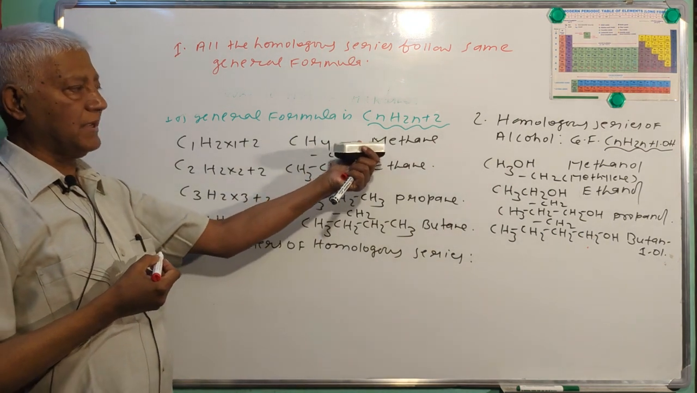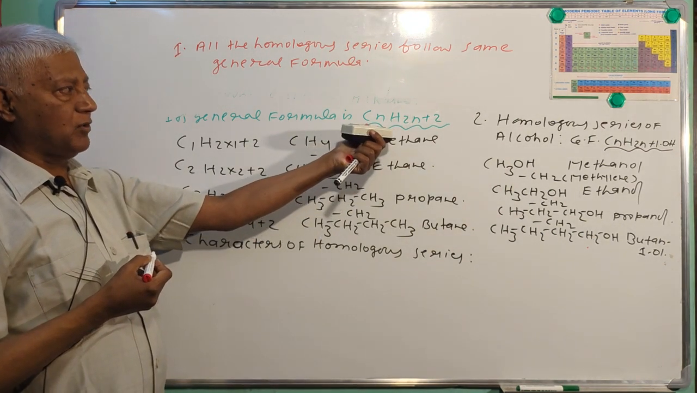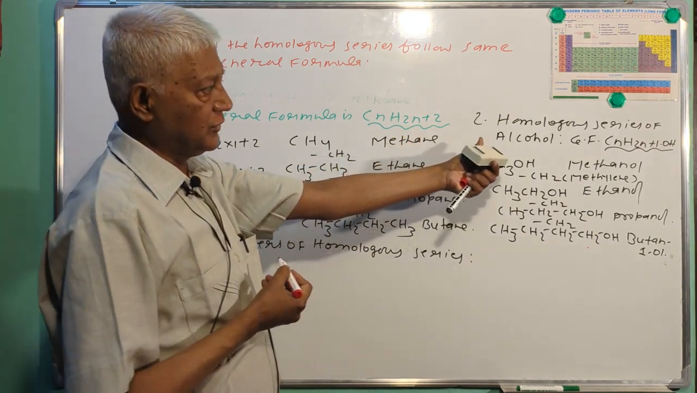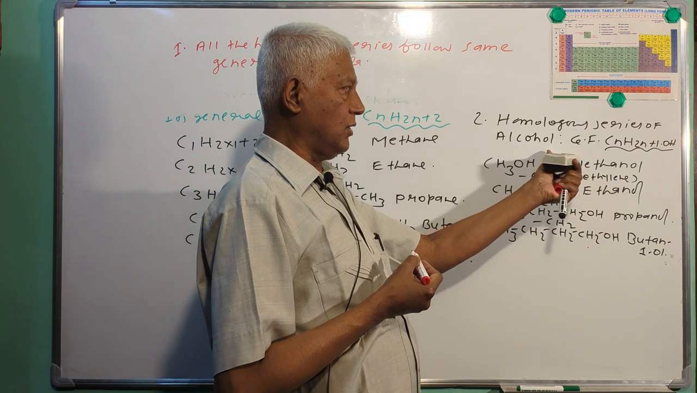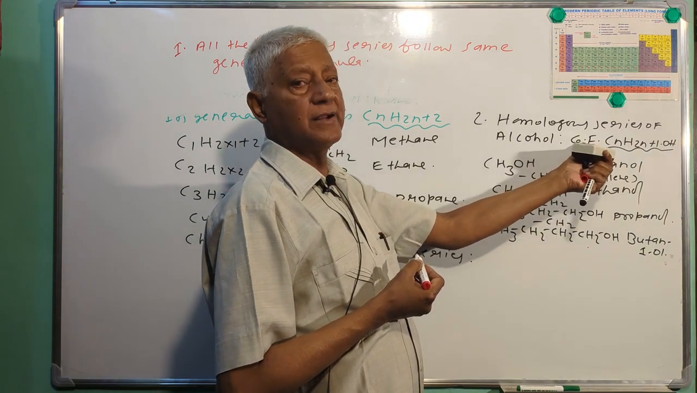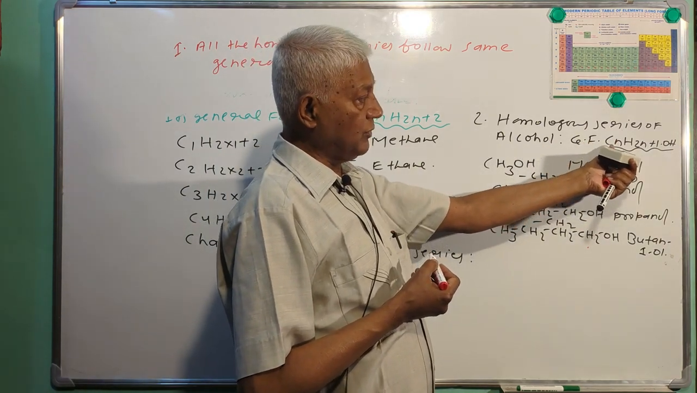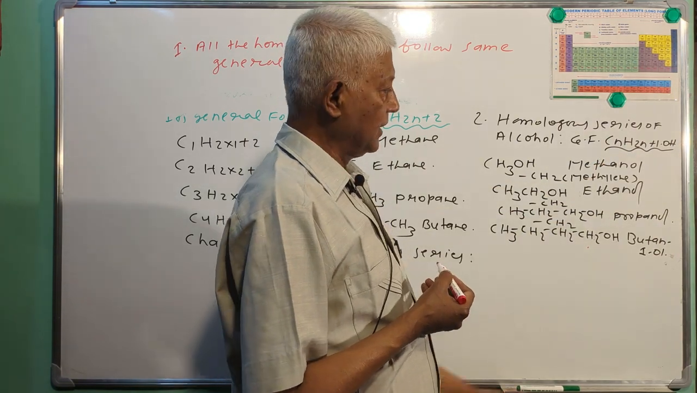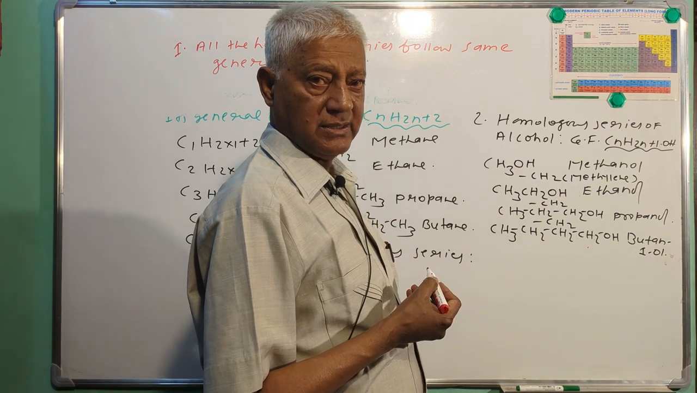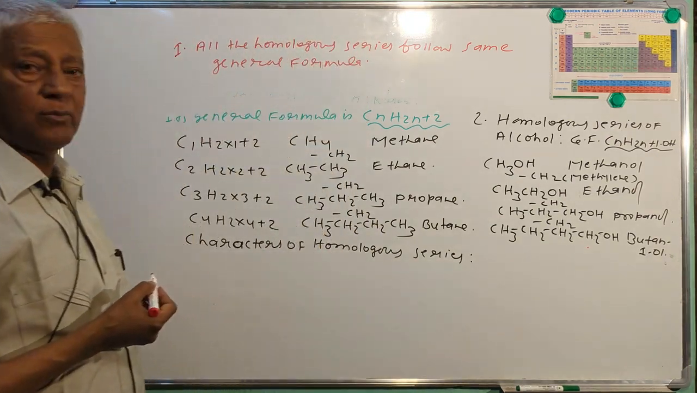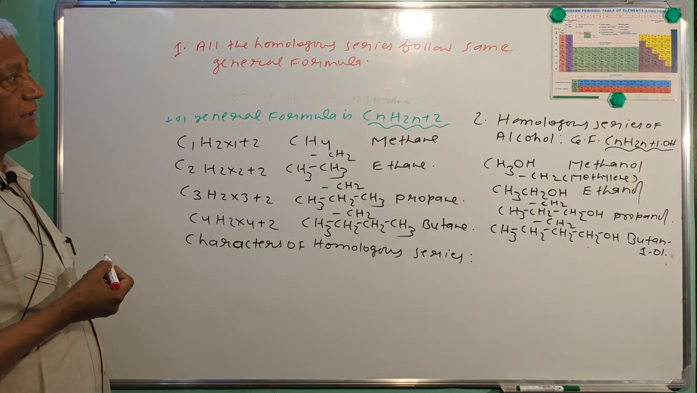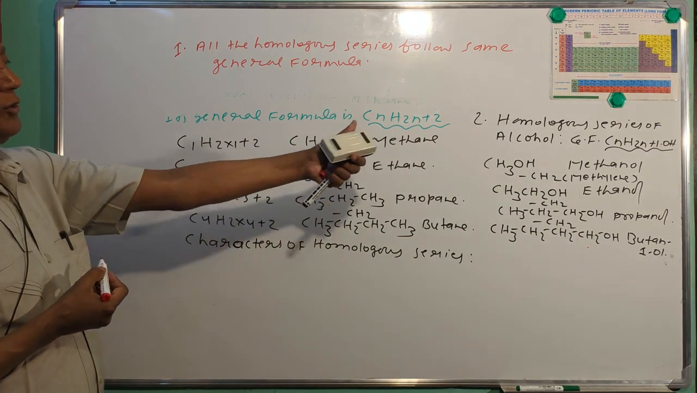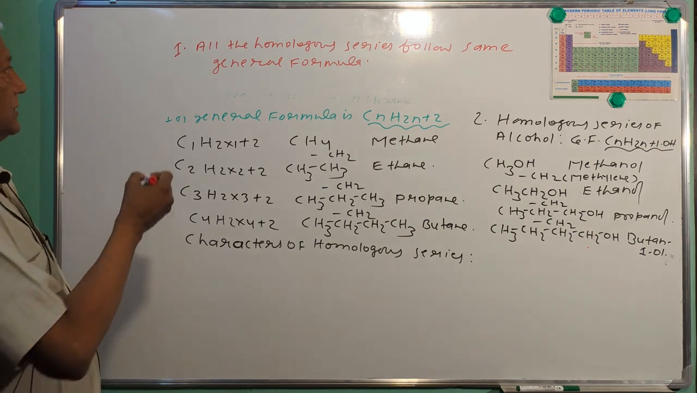When we talk about alkane, it always follows the CnH2n+2 general formula. Likewise, when we talk about the homologous series of alcohol, GF means general formula, it always follows CnH2n+1 OH. So these are the examples. So the first character of any homologous series is that they always follow the same general formula. You have already seen it in alkane, and in the homologous series of alcohol.